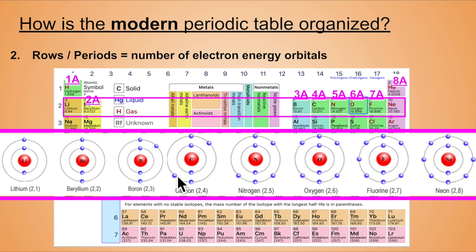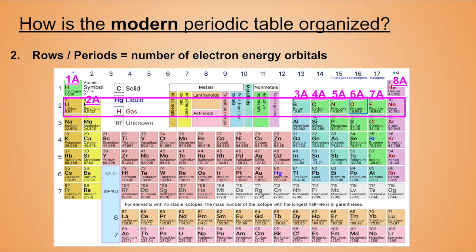Okay, so you notice that they don't actually gain an extra energy orbit. They all just have 2 energy orbital shells, electron shells, however you want to say that. There's lots of different ways to convey that. Okay, and then the number of shells increases as we're going down in periods.